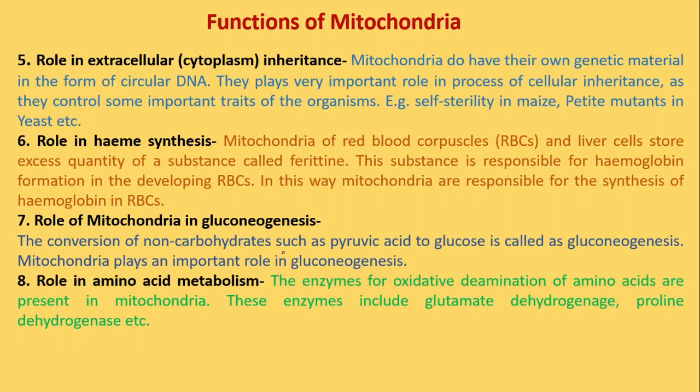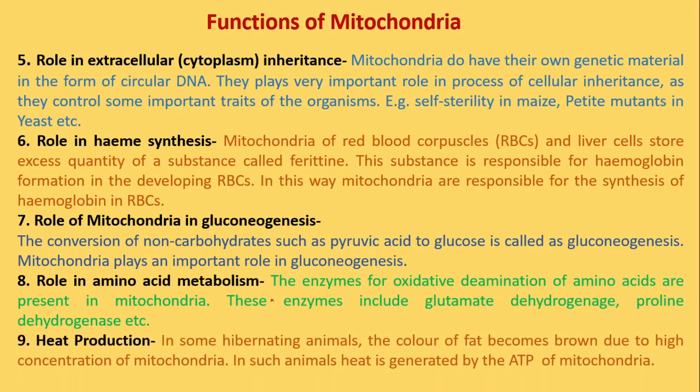Next, the role in amino acid metabolism. The enzymes for oxidative deamination of amino acids are present in mitochondria, and these enzymes include glutamate dehydrogenase, proline dehydrogenase, etc. All these enzymes are very important for amino acid metabolism, and it is carried out by mitochondria.